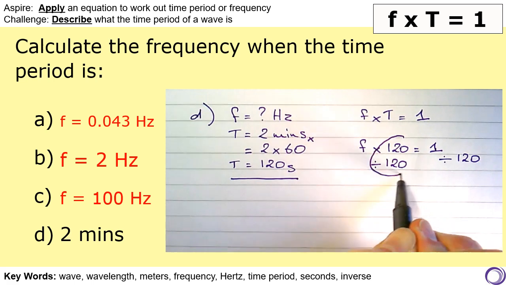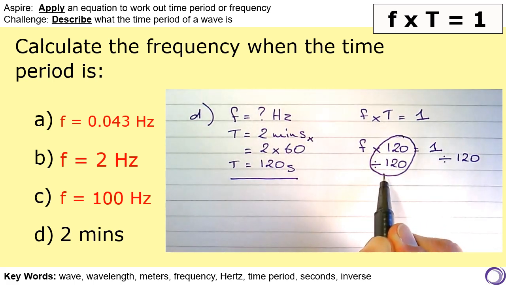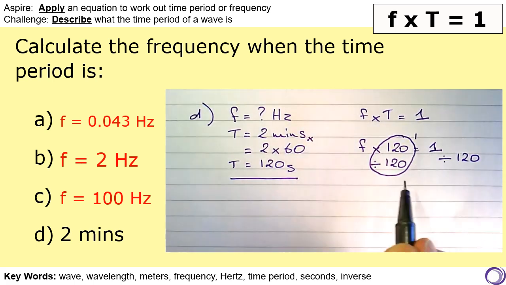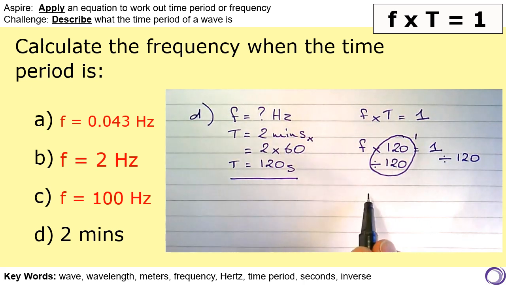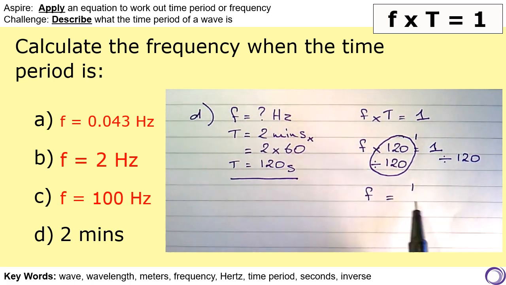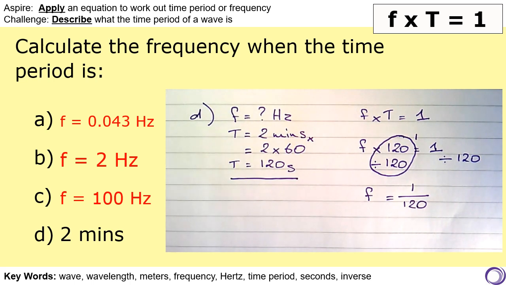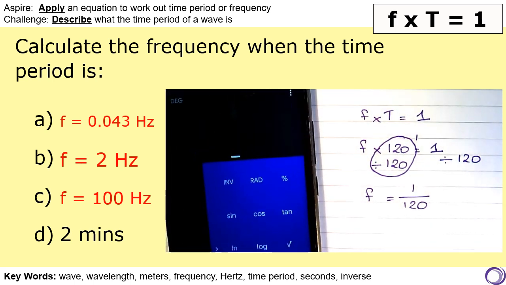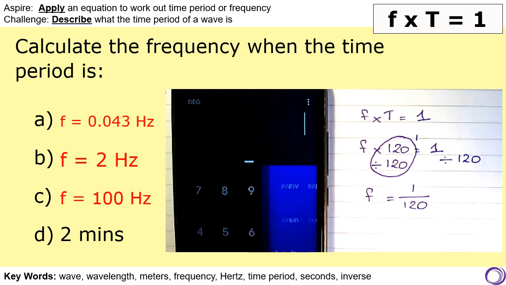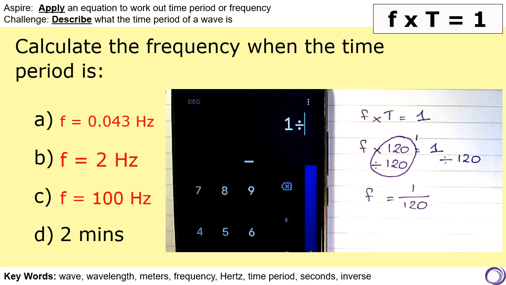So here we go, multiplying by 120 and then dividing by 120 again is the same as just multiplying by 1. They cancel each other out. So I now have frequency by itself on the left-hand side equals 1 divided by 120. And let's use our calculator. So I type in 1 divided by 120 equals, and again a nice long number. So we are going to round it down to 2 significant figures.